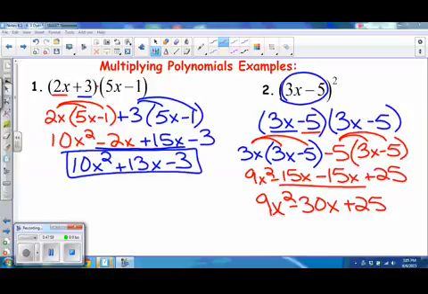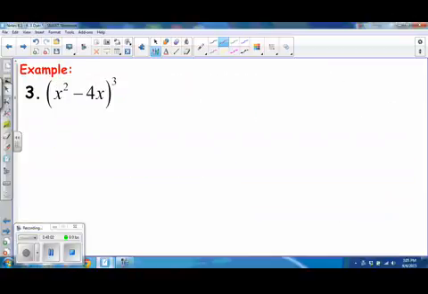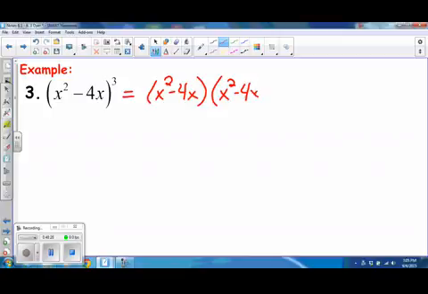Now, what would happen if we had something to the third power? You do it 3 times. Right. No, you cannot times it all by 3. Nope. Nope. So, we rewrite this, we expand it. That's x squared minus 4x times x squared minus 4x times x squared minus 4x.